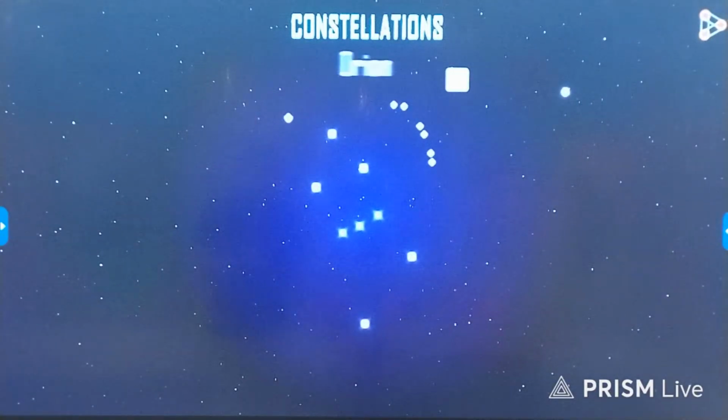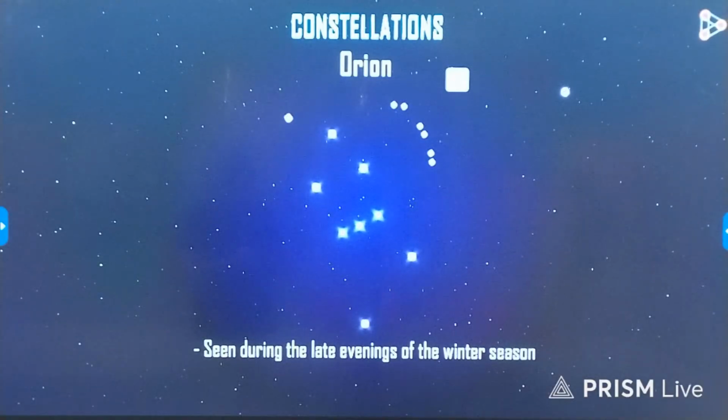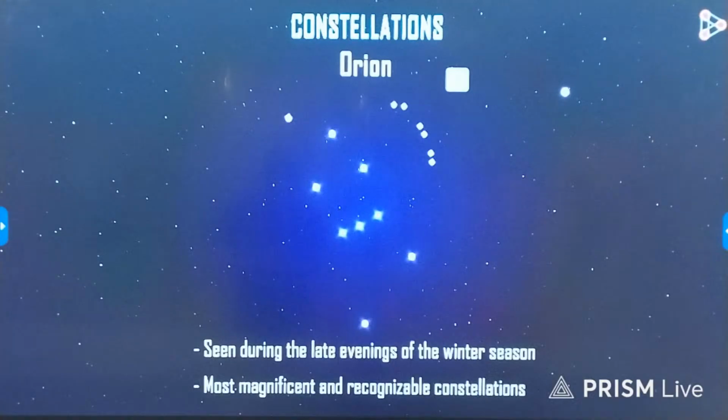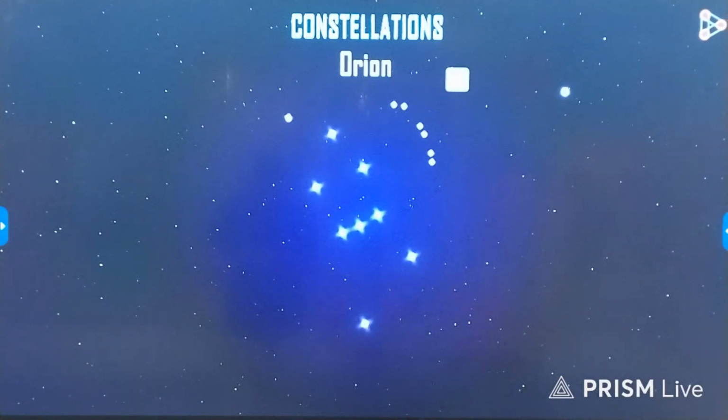Another famous constellation is the Orion. This constellation can be seen during the late evenings of the winter season. It is said to be one of the most magnificent and recognizable constellations, and looking at this, I'm sure you wouldn't disagree with that. It consists of 7 or 8 luminous stars.